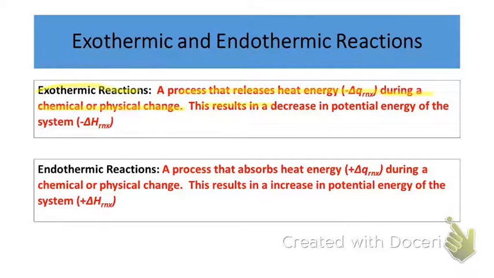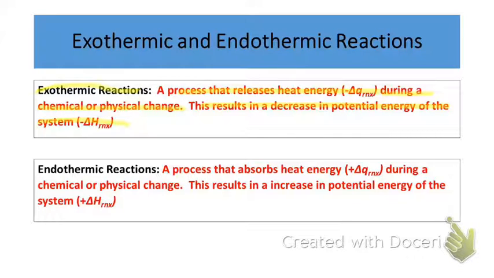So this results in a decrease in potential energy of the system, which then makes the sign for delta H a negative, because there's a loss in potential energy of the system. Not that there's a negative potential energy. Again, it just tells us direction, that the potential energy is being converted into heat energy, and heat energy is lost from the system during an exothermic process.